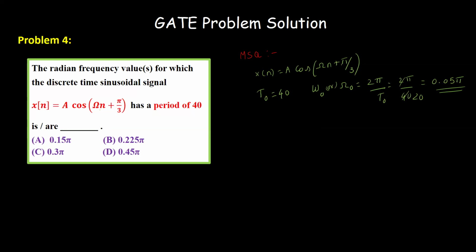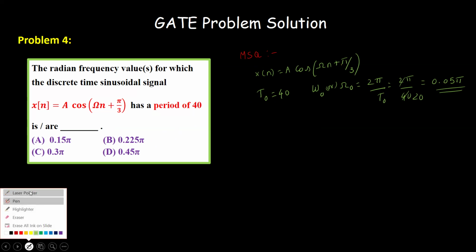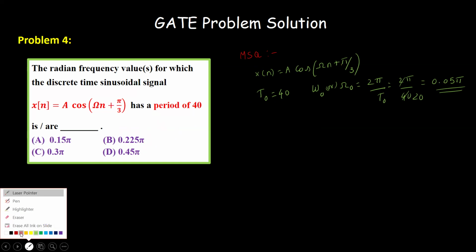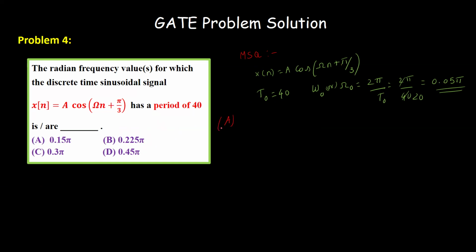The radian frequency values are multiples of 0.05 pi, so we need to check whether the given options are multiples of 0.05 pi. Let me check one by one. The first option, A, is given as 0.15 pi. So 0.05 pi, the fundamental frequency, into 3: 5 into 3 is 15, so 0.15 pi radians. So option A is correct. This is a multiple.